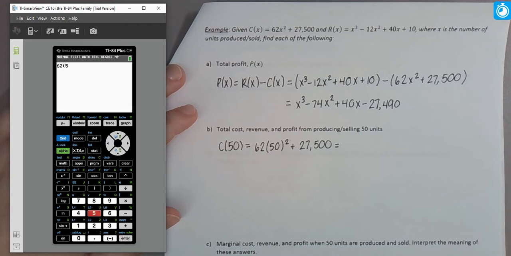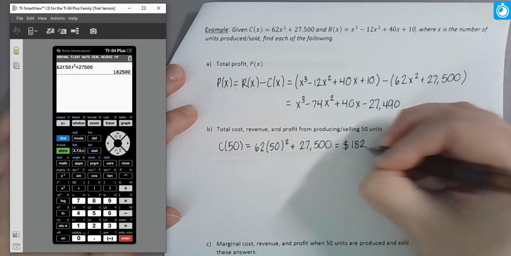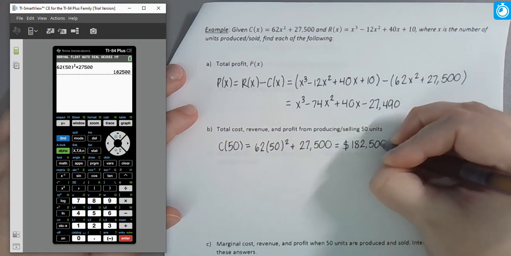So 62 times 50 squared plus 27,500. And that's going to be 182,500. We're talking about cost, so currency. 182,500.